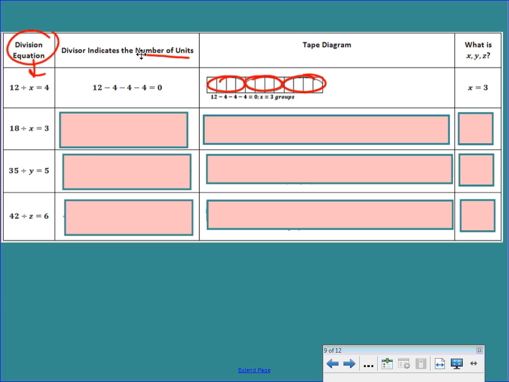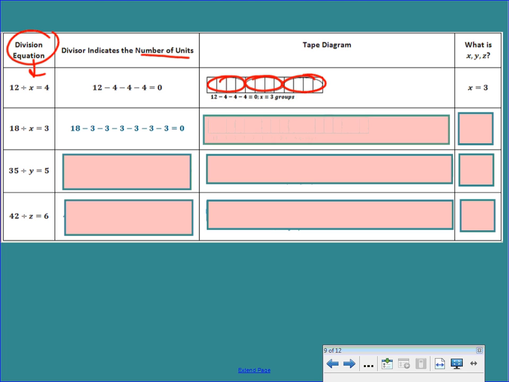So keep subtracting 3. Let's see how many times we're going to subtract 3. How many times are we going to subtract 3 to get down to 0? So you have to do this mentally. Write this down in the table below. And then draw your tape diagram and circle off groups of 3.